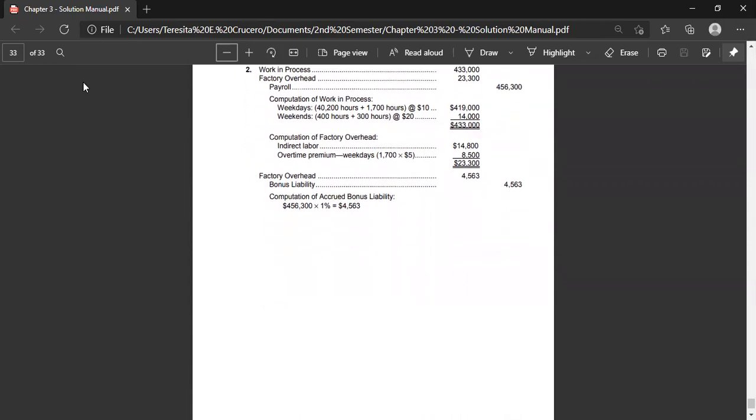Okay, so tomorrow we are going to take up chapter 4 for factory overhead.